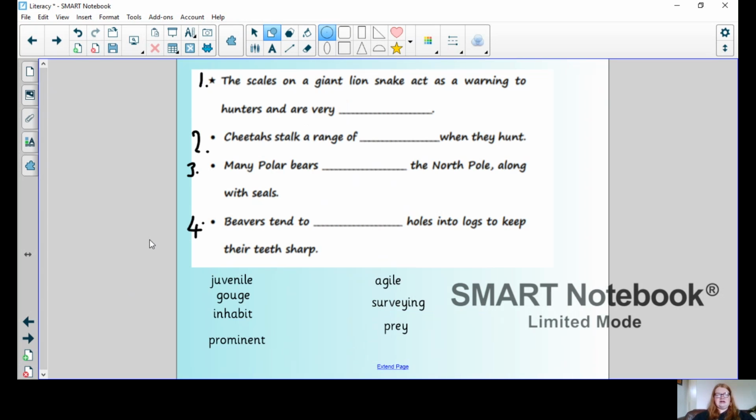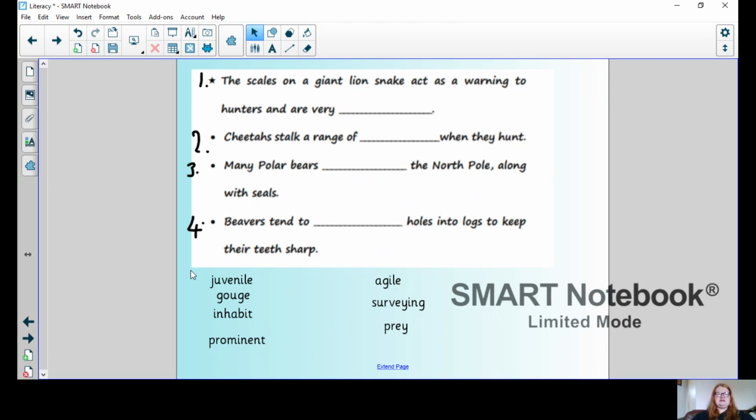Right, now you've got 4 sentences here and we've got our words from our list. You need to fill in the blanks with these words. Now, I don't want you to write the whole sentence, that's just a waste of time. So if you could just write, as you see I've done, 1, 2, 3 and 4 on your piece of paper and then write the correct word next to those numbers.